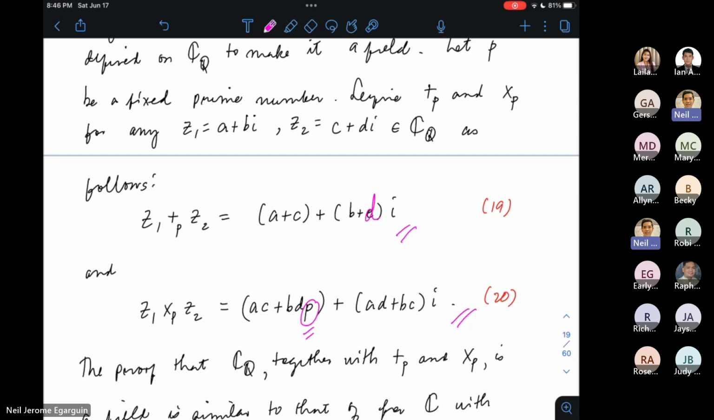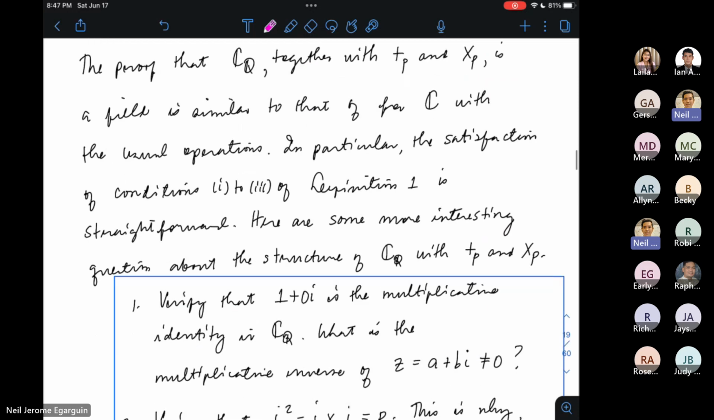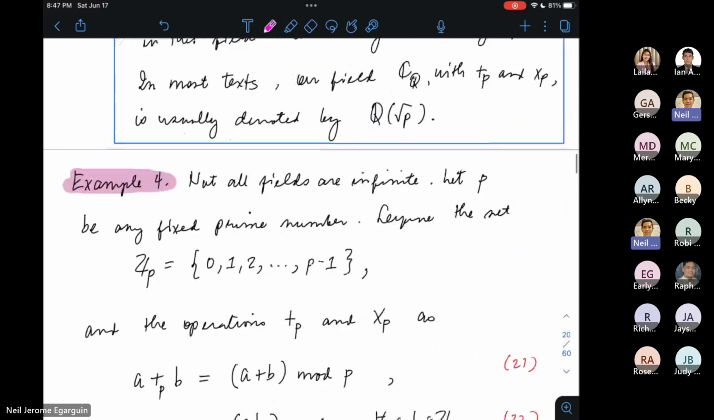Here, our field has the same complex numbers. It comes with the usual addition, but its multiplication is different. That's why here we use different symbols: its addition is plus sub P and its multiplication is times sub P. Alright? So I'll let you work on that.